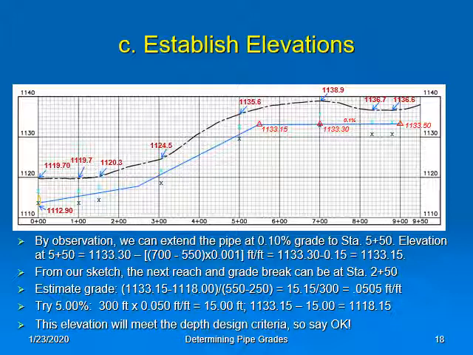So in 300 feet at 0.050 feet per foot, that gives us a 15-foot elevation change. And we can take that, subtract that 15-foot elevation change from our elevation at 5 plus 50 and get an elevation at 2 plus 50 of 1118.15. And we can see that at every point, the flow line profile falls between our control points in that reach. So this elevation will meet the depth design criteria. So we're going to call that good.